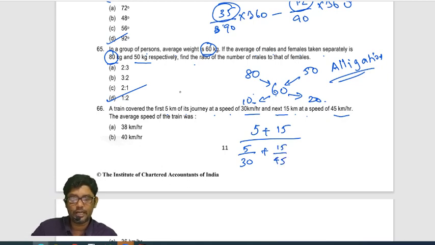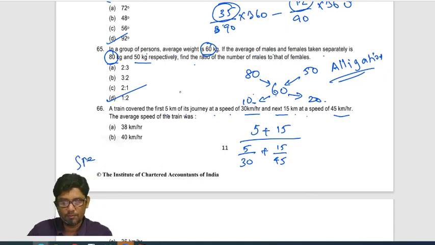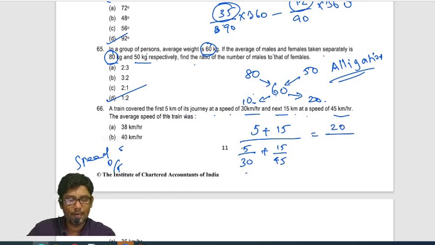I hope we are talking about speed. Speed is equal to distance by time. Now look at this. It is nothing but 20 divided by 1 by 6 plus 1 by 3, which is nothing but 1 by 2. Which is 40 km per hour.